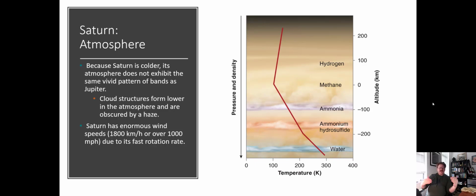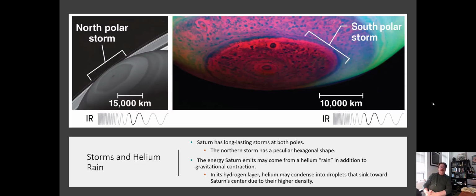And again, there's significant shearing. Some of the bands go east to west. The band right above it goes west to east. And that also creates storm features, such as at the northern and the southern poles. Now, the southern pole really just looks like a hurricane. It's kind of a great red spot.